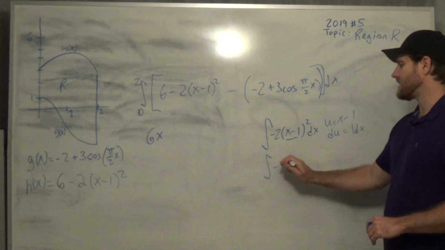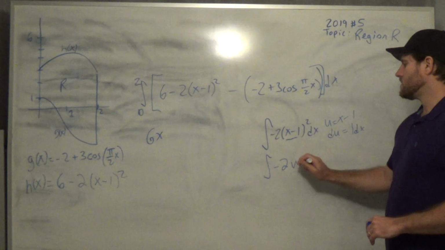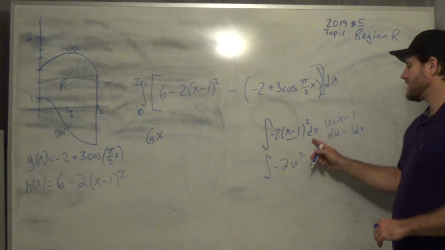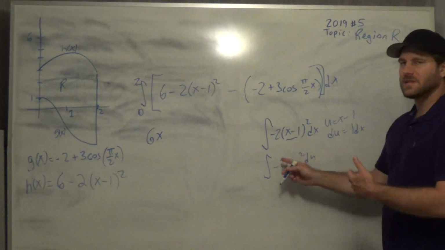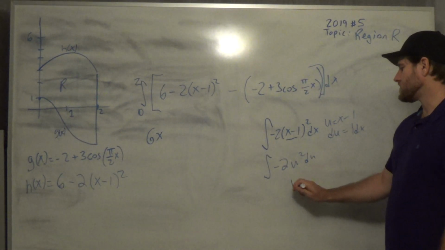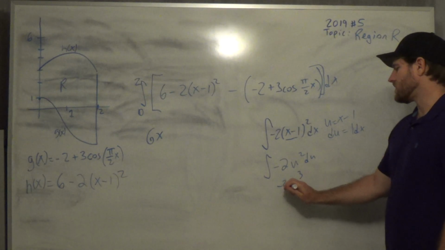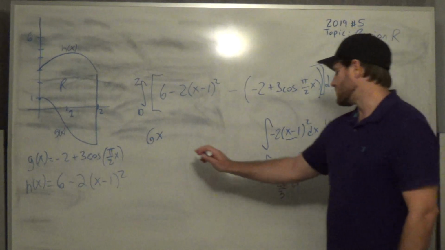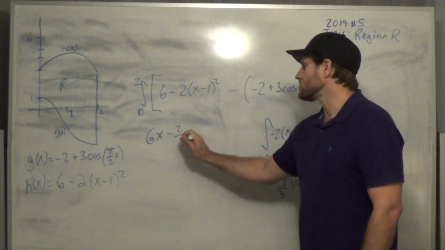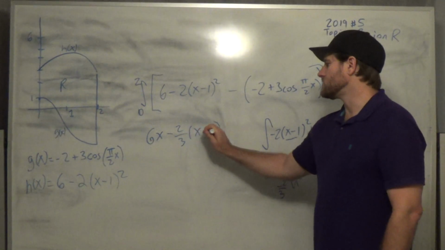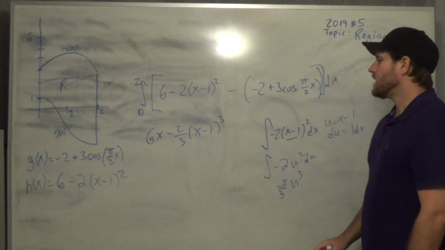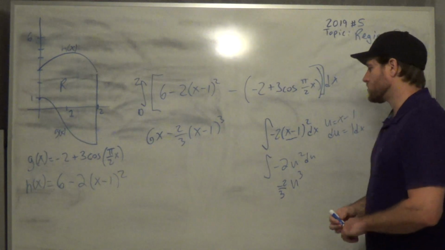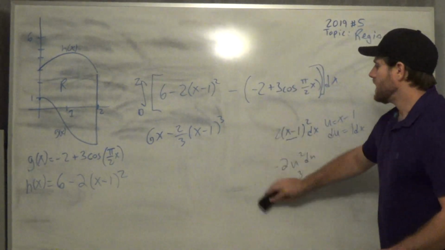So this is basically negative 2 times u squared. Because my du is 1 dx, I don't have to put anything or offset it. The antiderivative will simply add 1 to the exponent and then multiply by the reciprocal. So it's negative 2/3 u, and I'm going to replace the u, to the third power. Again, because the du is 1, I'm just adding 1 to the exponent and multiplying by the reciprocal. I'm going to continue here.